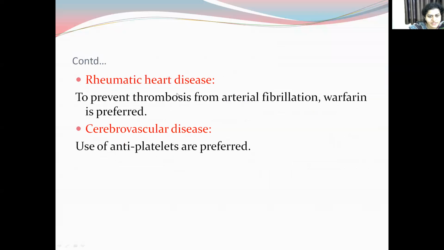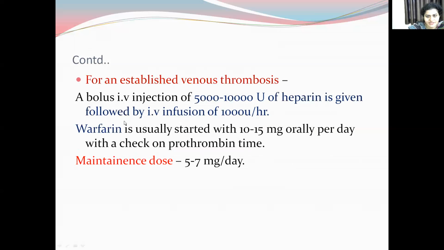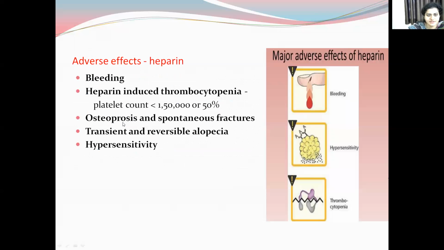Then in rheumatic heart disease, whenever there is atrial fibrillation, we give warfarin to prevent thrombosis because of the atrial fibrillation. Then in cerebrovascular disease, the same antiplatelet drugs are mostly preferred over anticoagulants. So remember the uses: prevention of thrombosis, and prevention in myocardial infarction, unstable angina, established venous thrombosis, and rheumatic heart disease.